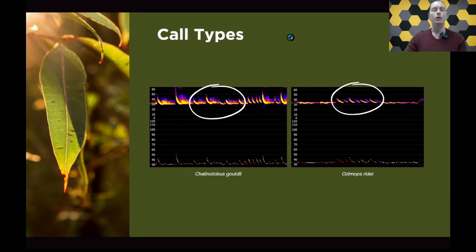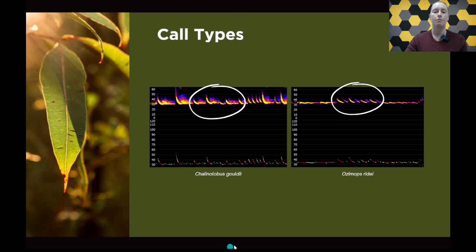Now, why is it important to understand approach phase and feeding buzz and search phase? Well, when you get a nice long sequence recorded on your detector, it's going to be obvious when it's changing phases, but more often than not, you might just record a handful of pulses, so you don't really have context about what the bat's doing in that instance.